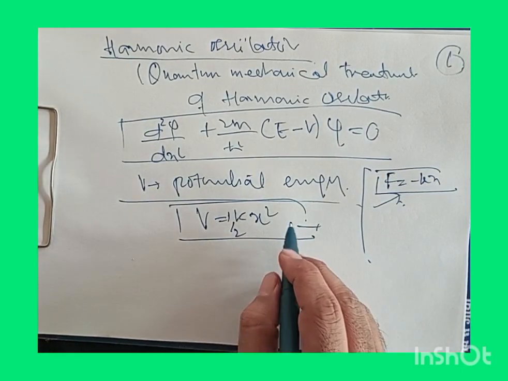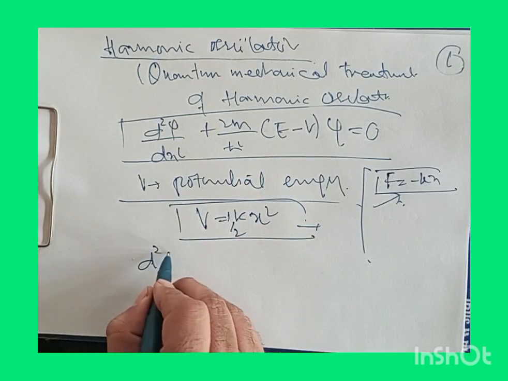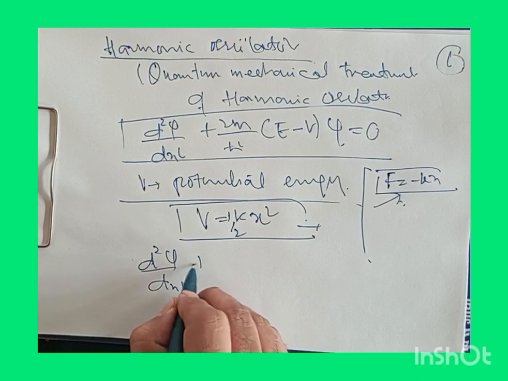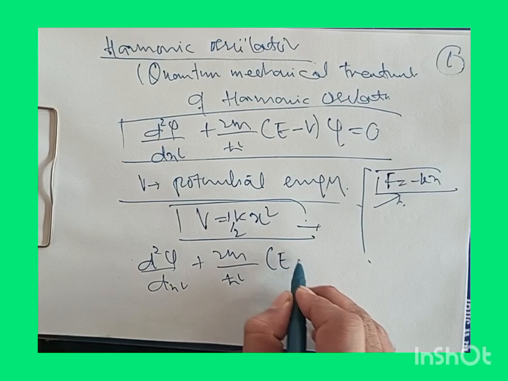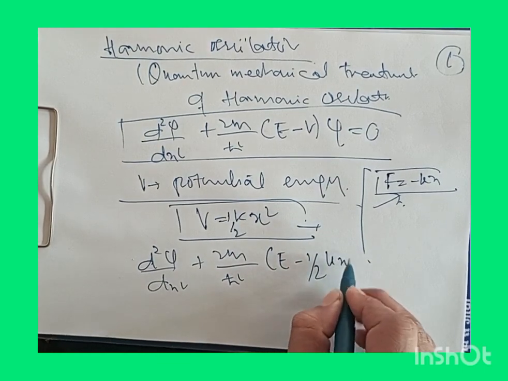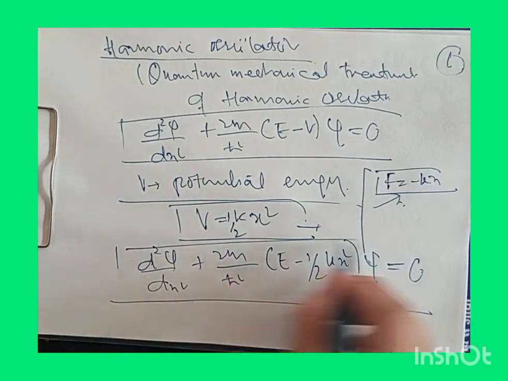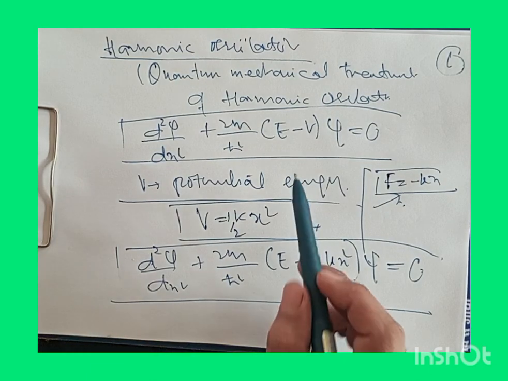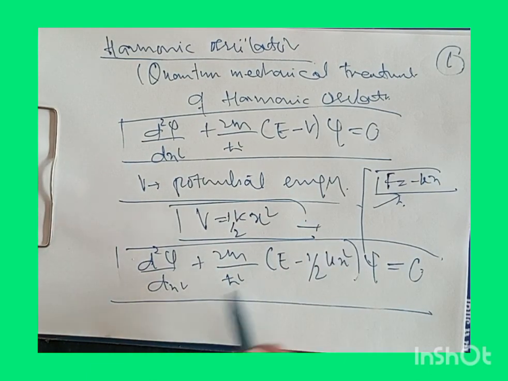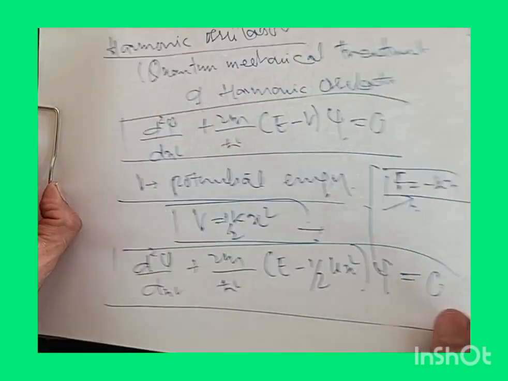So when I substitute this potential energy term in the Schrödinger's equation, it becomes d2 psi by dx2 plus 2m by h cross square (E minus 1/2 of kx square) psi equals 0. So what we have done is we have introduced the term V in terms of the potential energy of the harmonic oscillator.